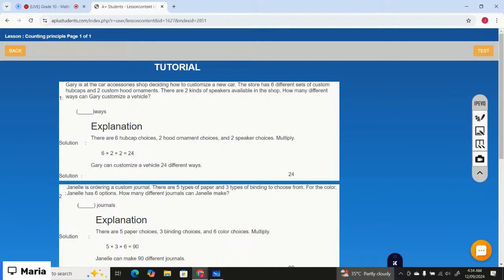Gary is at the car accessories shop deciding how to customize a new car. The store has six different sets of custom hubcaps and two custom hood ornaments. There are two kinds of speakers available in the shop. How many different ways can Gary customize a vehicle? So, which is the correct option?